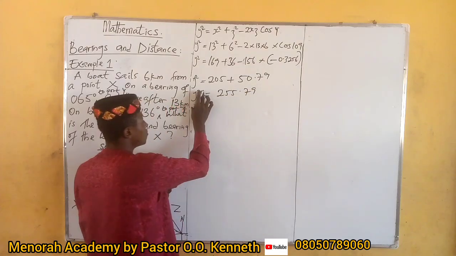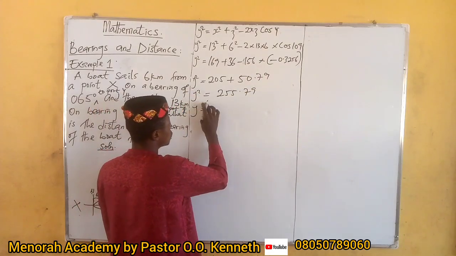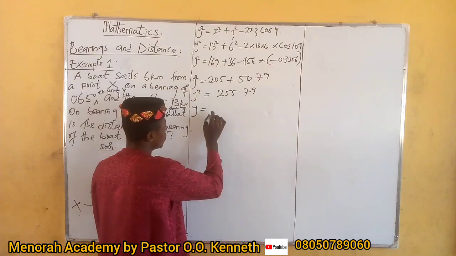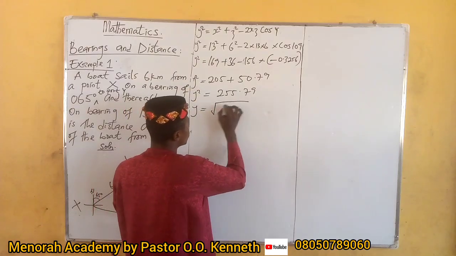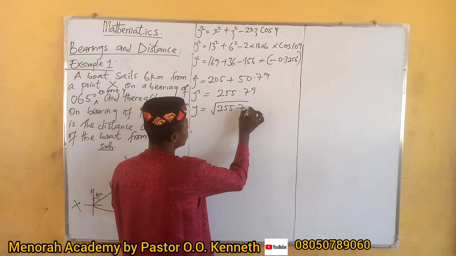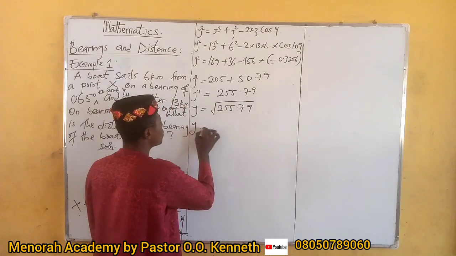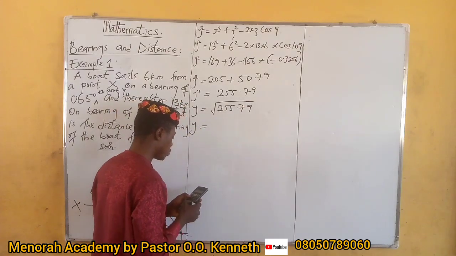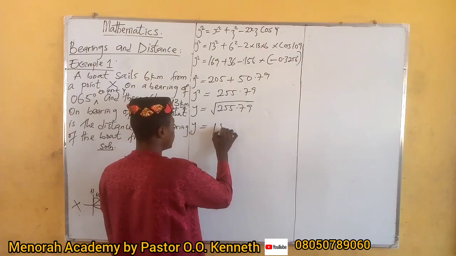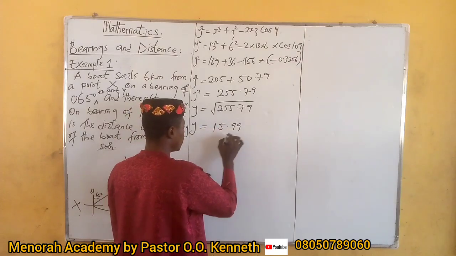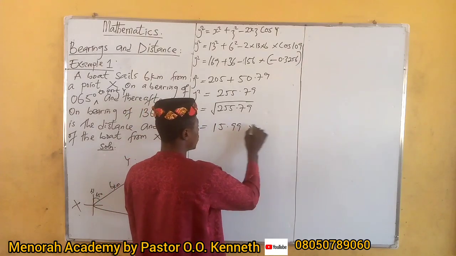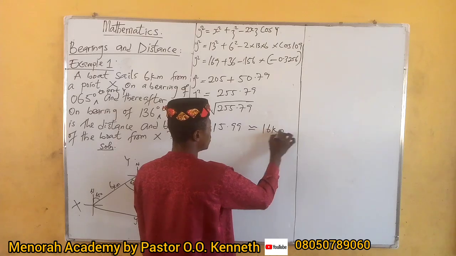255.79. So to remove this square, you take the square root of both sides. So we are going to have the square root of 255.79. Alright, so this is going to be equal to, take the square root of this, we are going to have 15.99. So approximately, we are going to have 16 kilometers.